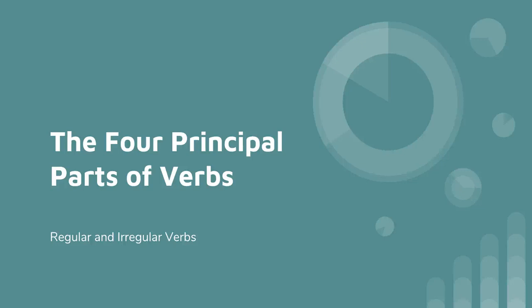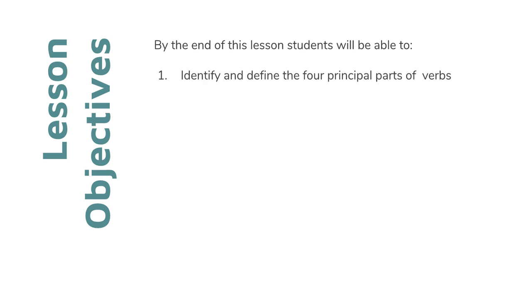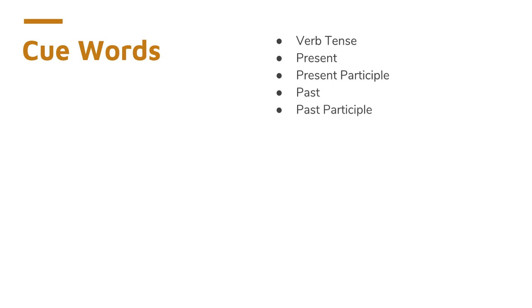This lesson begins our unit on verb tense, voice, and mood with a look at the four principal parts of verbs, both regular and irregular. Your lesson objectives are that by the end of this lesson, you will be able to identify and define the four principal parts of verbs and use the correct forms of regular and irregular verbs when forming tenses. Your cue words to pay special attention to today are verb tense, present, present participle, past, and past participle, as well as regular and irregular verbs.